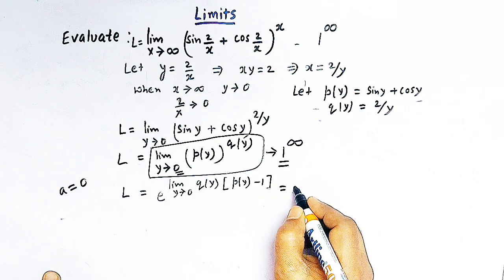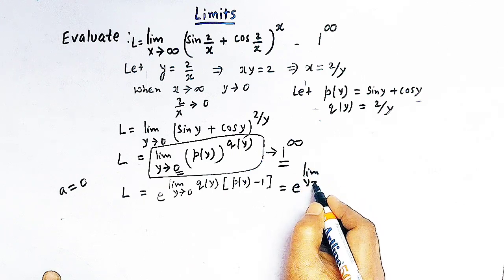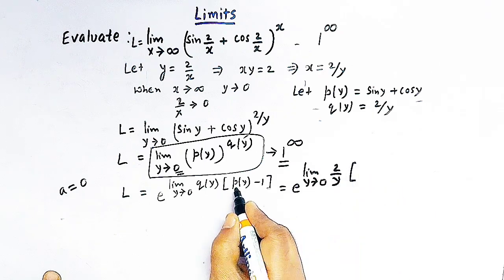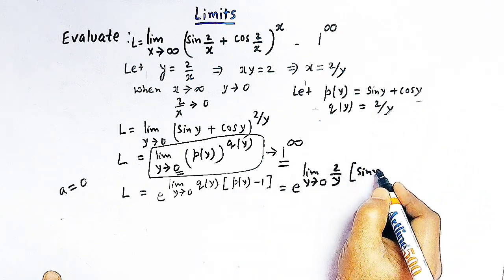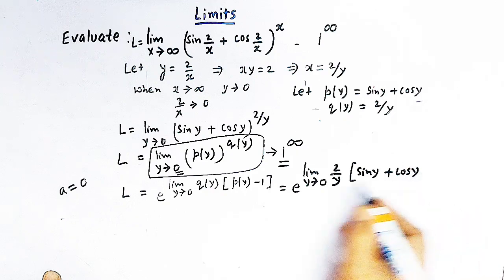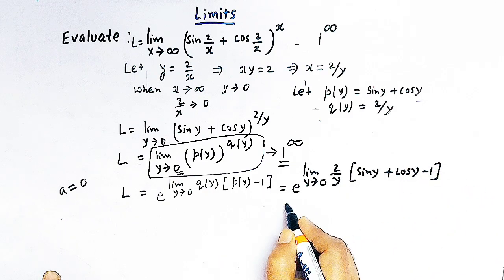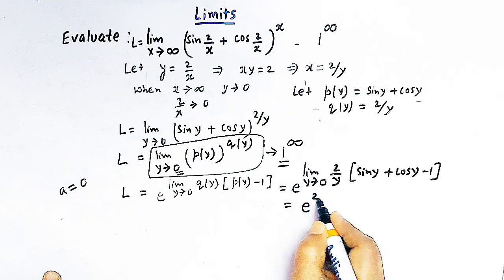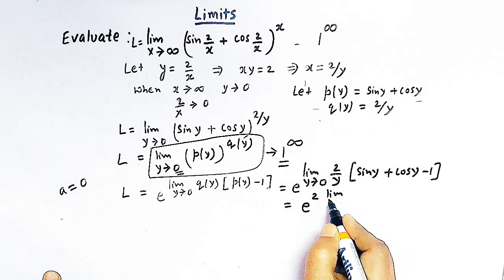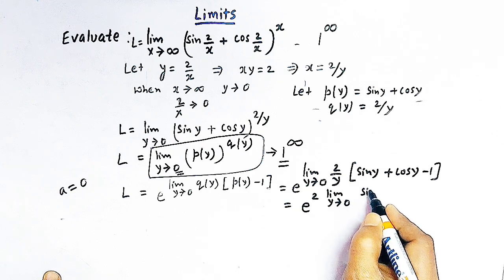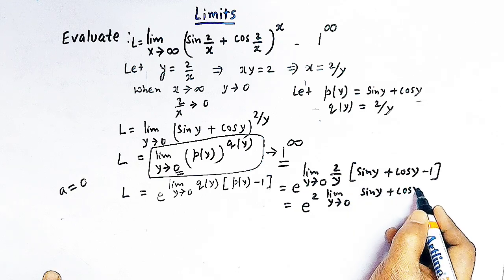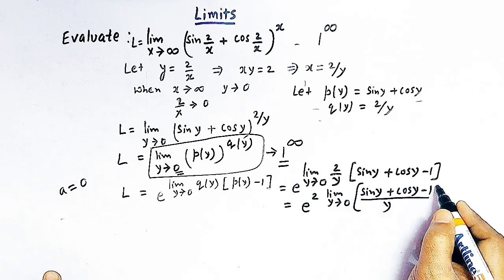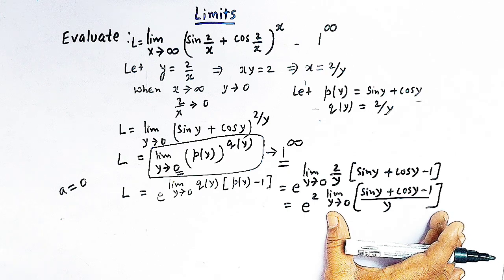So we can now write e raised to limit y tends to 0. q(y) is 2 over y, and p(y) is sin y plus cos y, and then we have minus 1. So we can now take this 2 in front of the limit notation. So we have 2 times limit y tends to 0 of (sin y + cos y minus 1) divided by y. So now we have to find out the value of this limit.